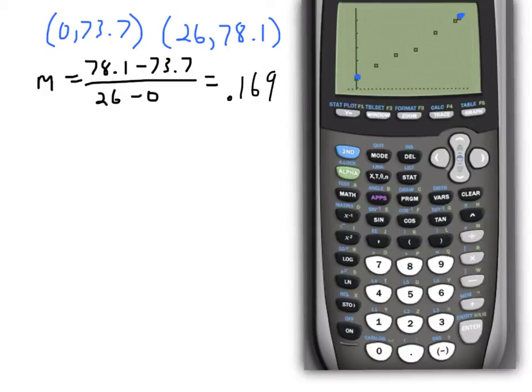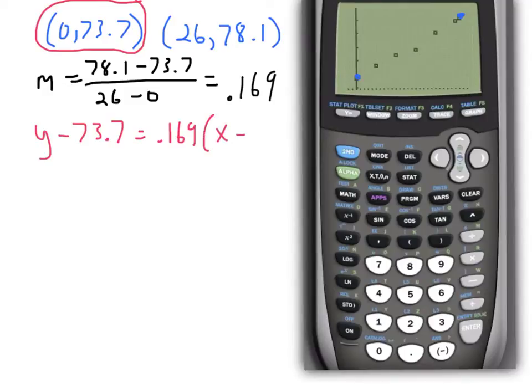Then I have to pick one of the 2 original points to use with that slope. I'll use the first one because the 0 in the x-coordinate will make that simple to work with. And so I'm going to use point slope form now. So y minus 73.7 equals 0.169 times x minus 0. Of course, x minus 0 is just x.